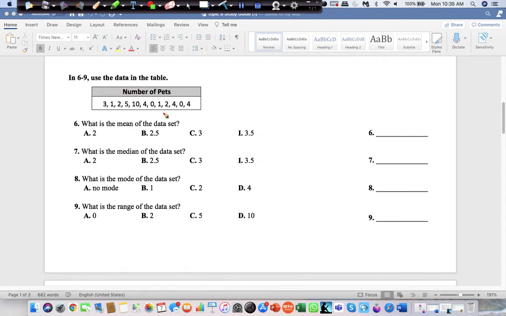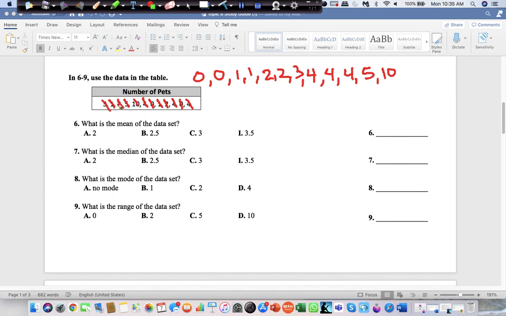We are using this data for 6 through 9. So what I would start by doing is ordering these from least to greatest. One, 2, 3, 5, and 10.